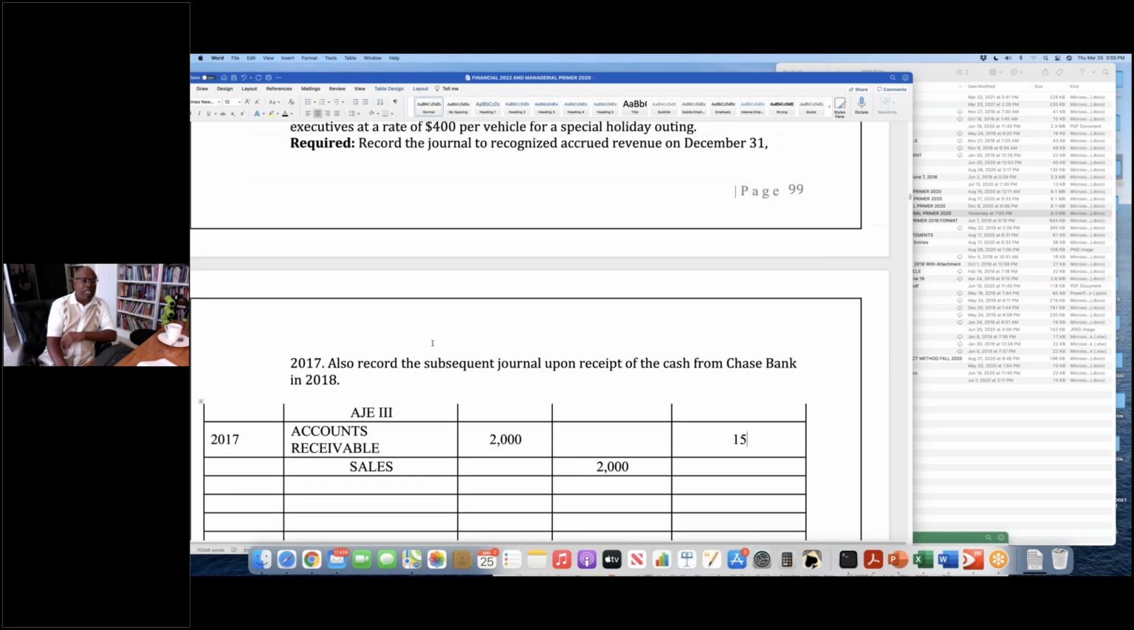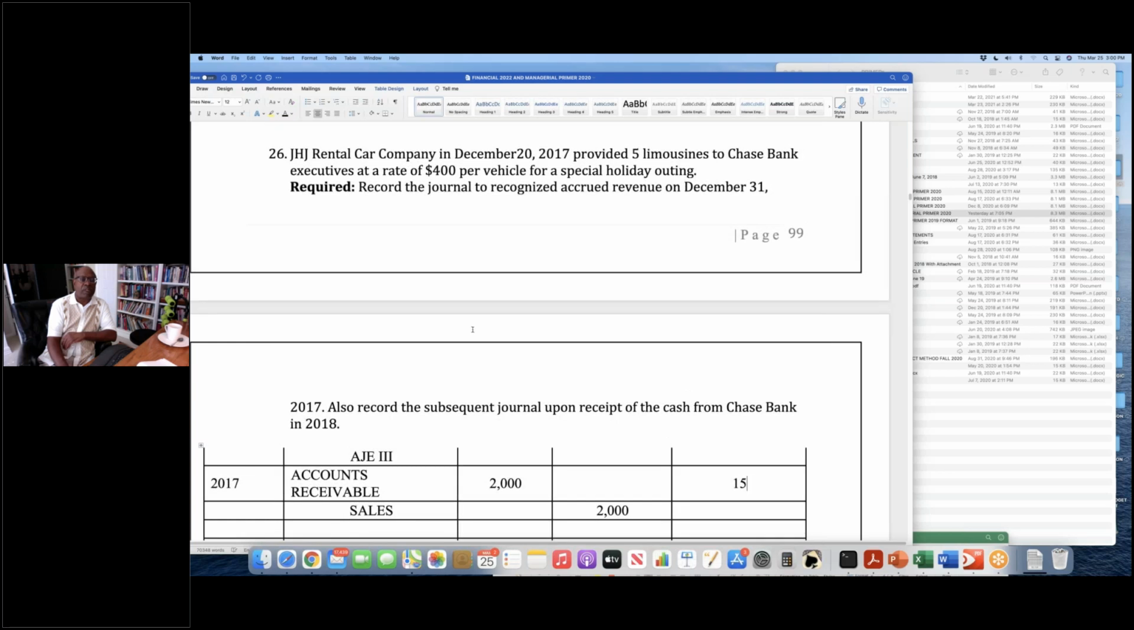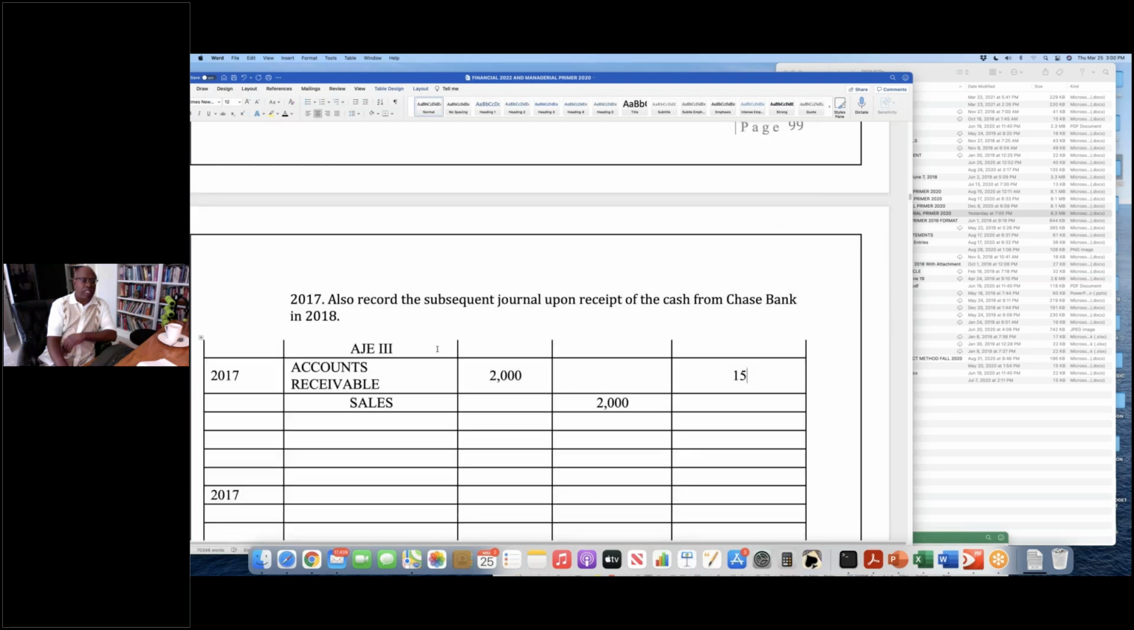What happens when they get the cash the next period? So they get the cash January 15th. What's your entry going to be? Debit cash and credit accounts receivable. I thought y'all had seen this before.